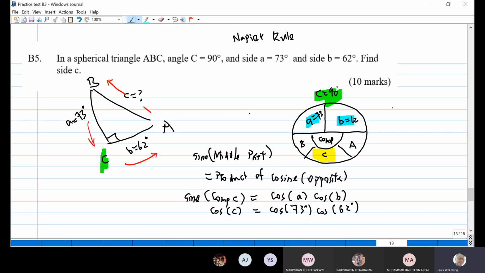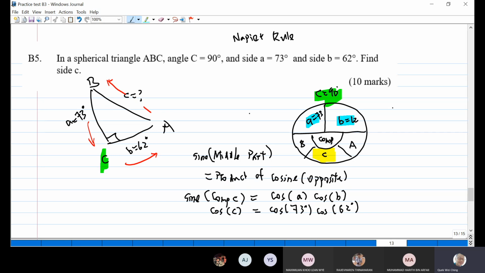So the Napier's rule formula, there are two. One of them is the product of cosine, one of them is the product of tangent. Tangent is for adjacent. The two formulas are the product of cosine of opposite and the product of tangent of adjacent. So these are the two possible formulas for Napier's rule. I just picked this one because most likely there will be a Napier's rule question.